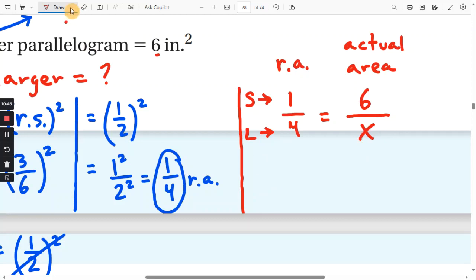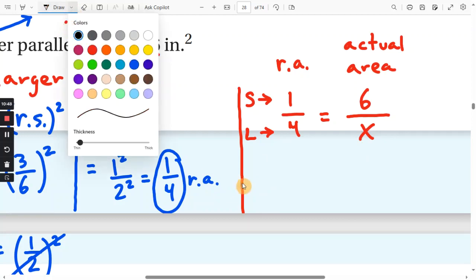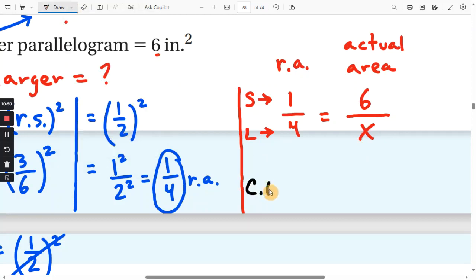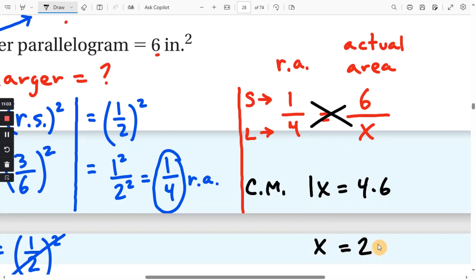All right, so now we're in business. All you have to do at this point is cross multiply. 1 times x equals 4 times 6. So 1 times x is just x. 4 times 6 is 24. The units were in inches squared. So that is your final answer.